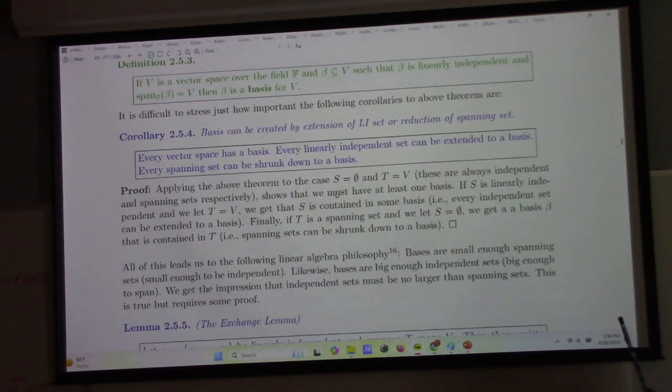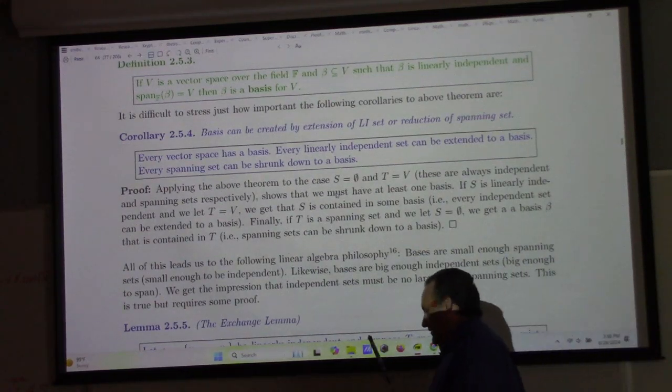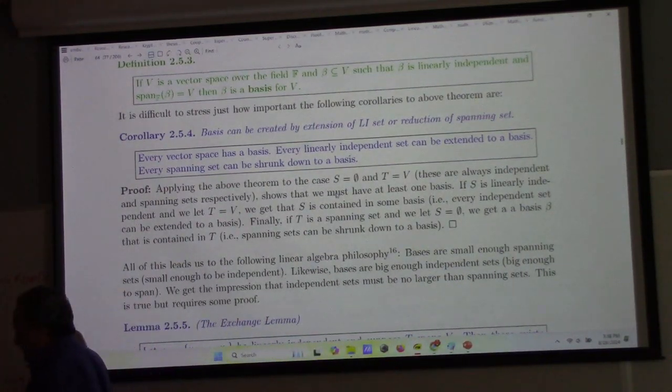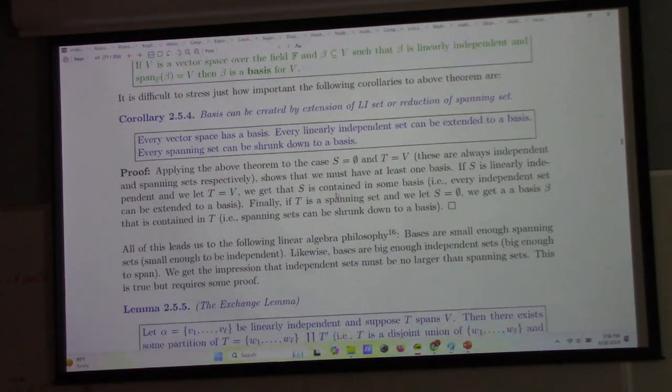And if T is a spanning set, we let S equal the empty set, and we get a basis beta that's contained in T. All right. So in other words, it's a corollary. It's essentially just applying the previous theorem to any set. If it's not already a spanning set, you can adjoin things to it to make it a spanning set. If it's not already linearly independent, you can remove things from it to make it linearly independent, right?